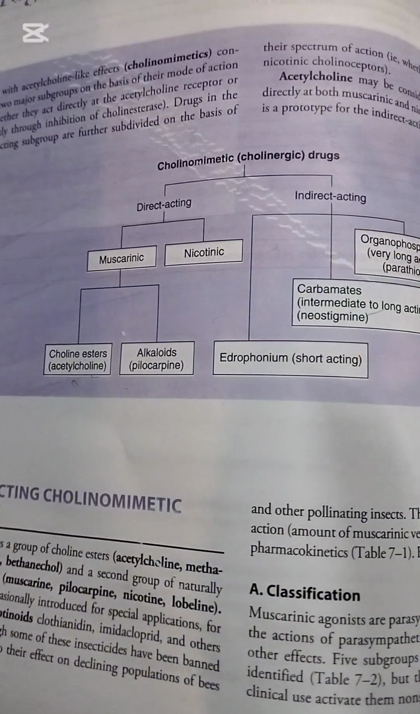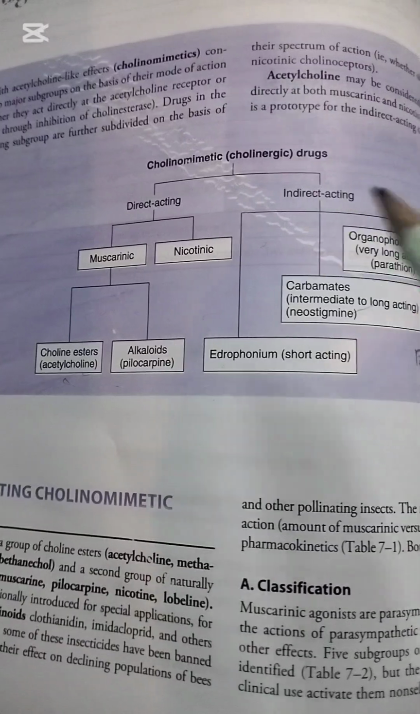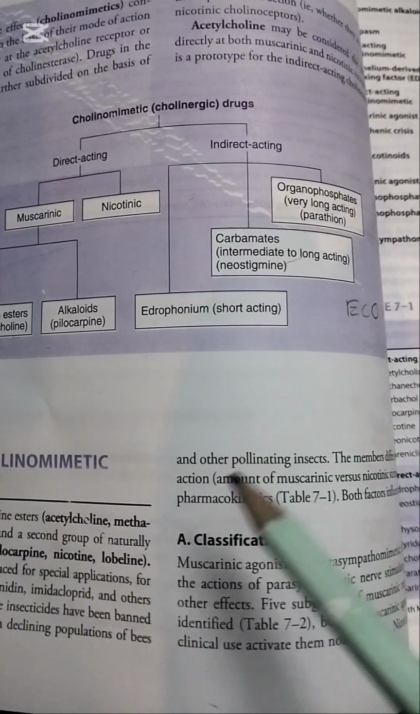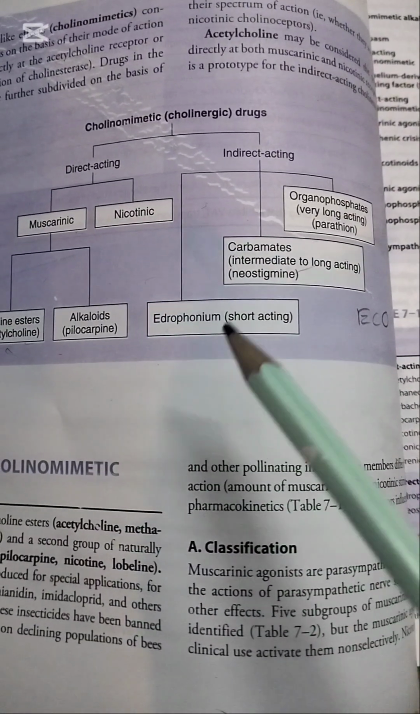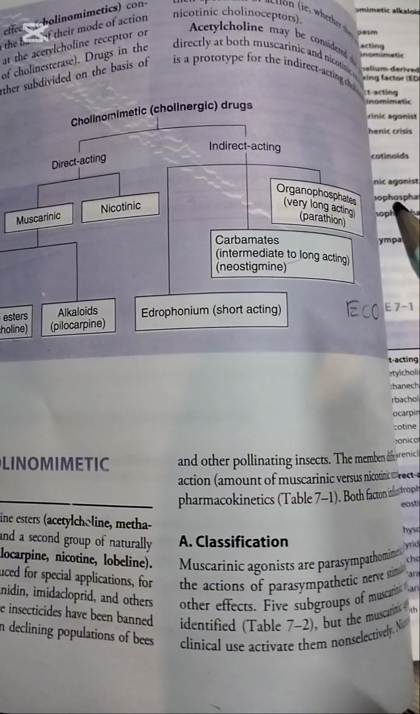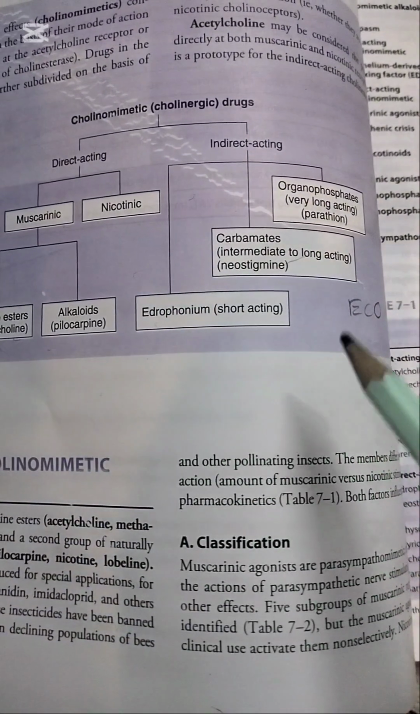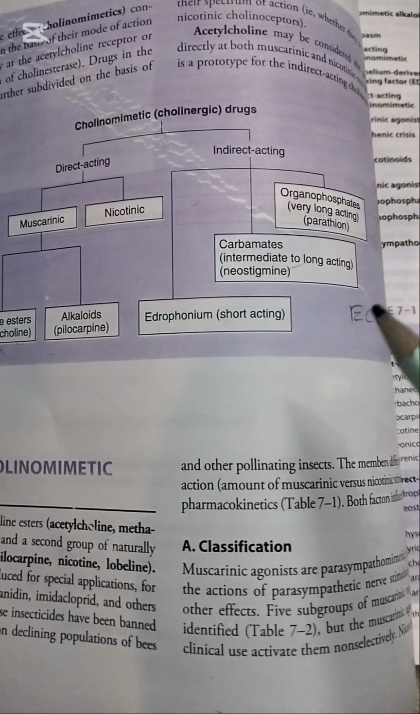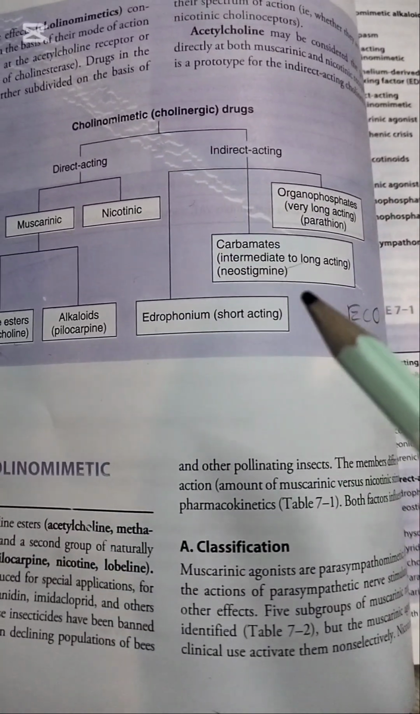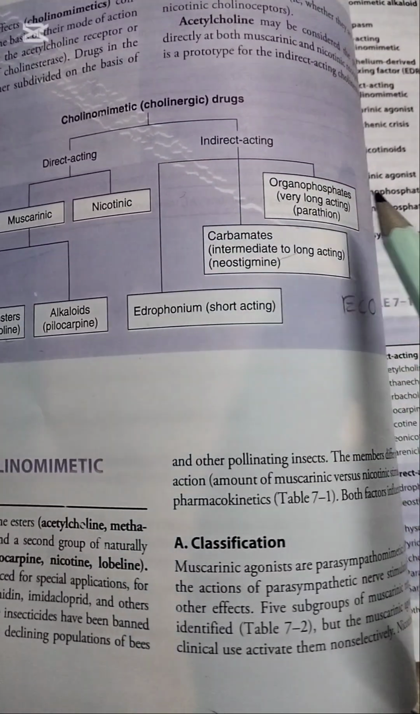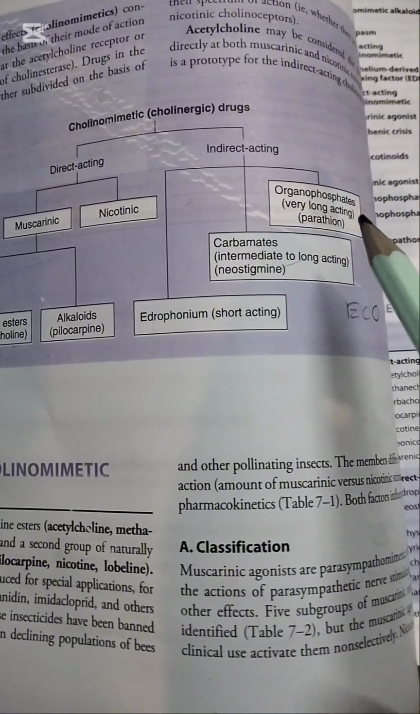Now let's talk about the indirectly acting cholinomimetic or cholinergic drugs. For this, please remember ECO, E for edrophonium, C for carbamates, and O for organophosphates. Please remember that edrophonium is short-acting, carbamates are intermediate to long-acting, for example neostigmine. Organophosphates are very long-acting, for example parathion.